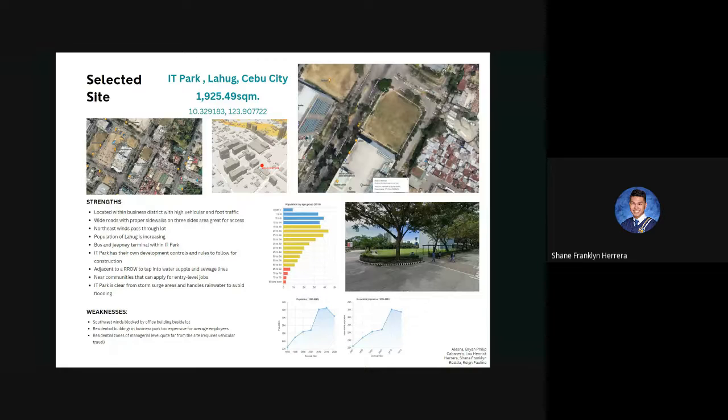So this is the selected site that we chose because, in the end, it's the most suitable for an office building since there are already a lot of office buildings here in this site. Compared to the second site, which was in Ayala, there were more identified problems compared to this site. So this is the one that we selected in the end.